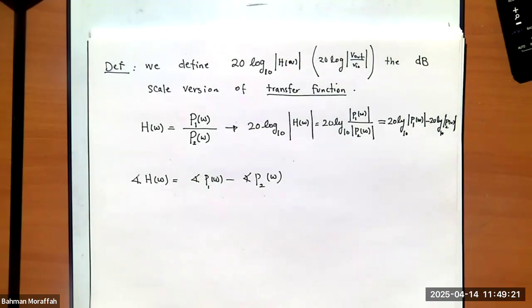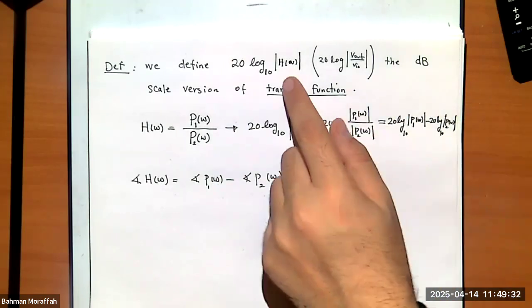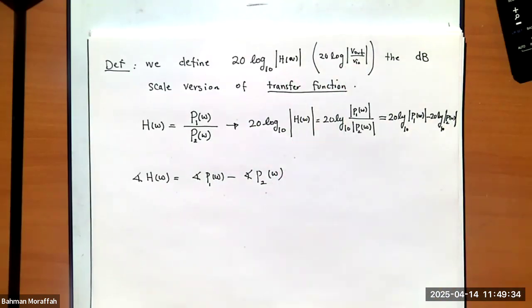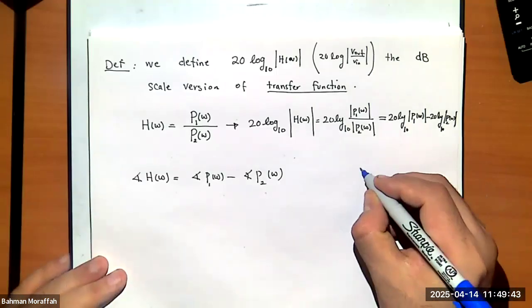Then you can see in some textbooks, you define this in terms of power, but as soon as they define it in terms of power, it is 10 times log 10. If they define it in terms of voltages or currents, it is 20 times log 10. Keep that in mind. So this is basically the decibel scale.